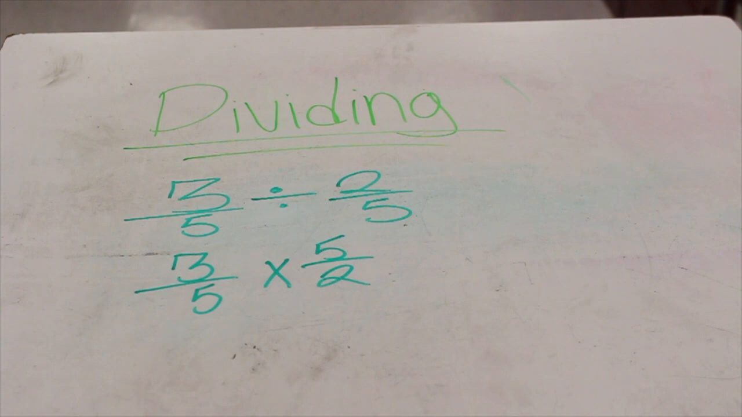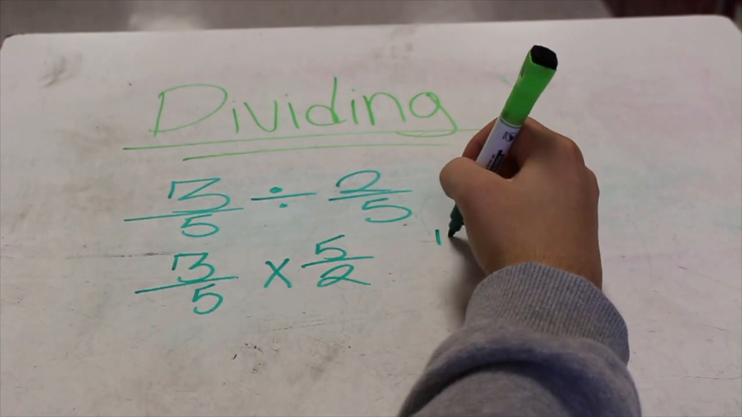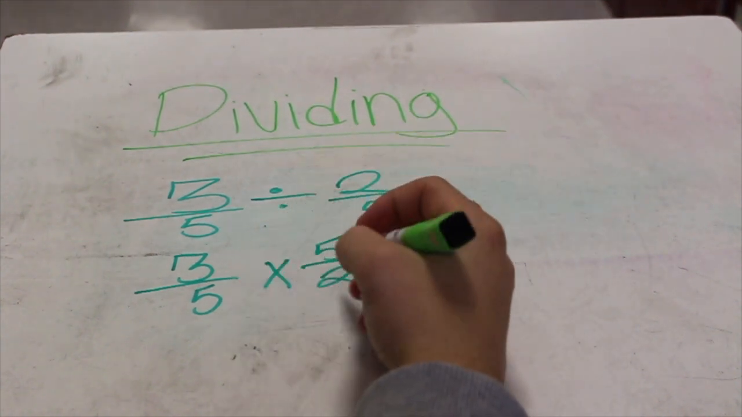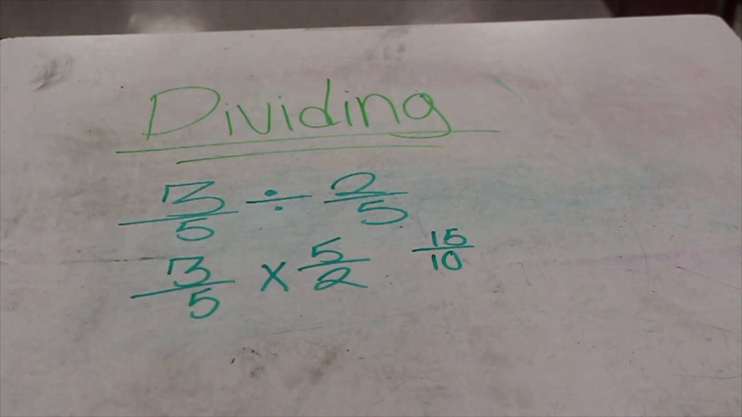And now that it's multiplying a fraction, all you have to do is multiply straight across. 3 times 5 is 15. 5 times 2 is 10. Now you're going to simplify.